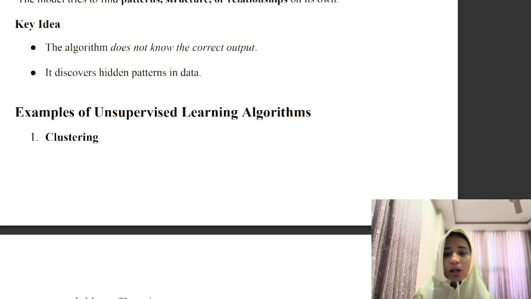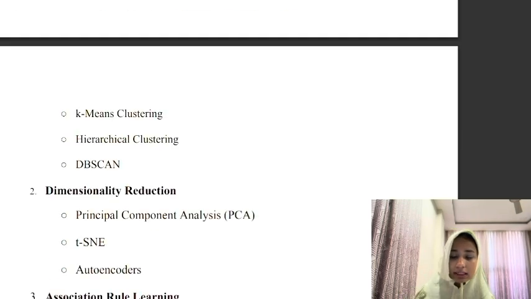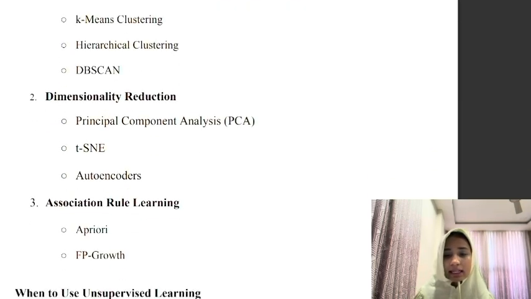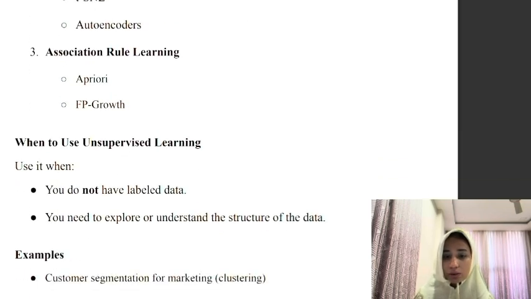What are examples of unsupervised learning algorithms? First, clustering, which has k-means clustering, hierarchical clustering, and DBSCAN. These are the types of clustering. Second is dimensionality reduction, which includes principal component analysis (PCA), t-SNE, and autoencoders. Third is association rule learning, whose types are Apriori and FP-growth.